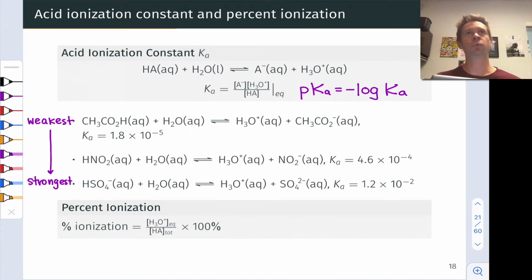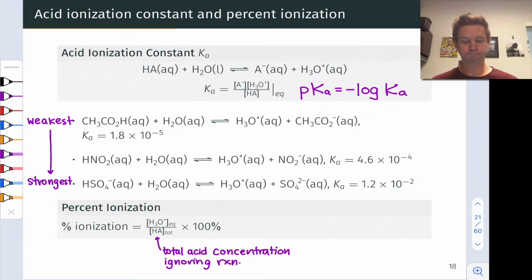It reacts with water to some degree to produce some amount of H3O+ at equilibrium. The ratio of that amount of H3O+ that has been produced at equilibrium to the initial amount of HA we started with, that's the percent ionization. And of course, we multiply by 100% to get that into a percentage range. So this gives us a sense of how much of that acid has reacted, right?